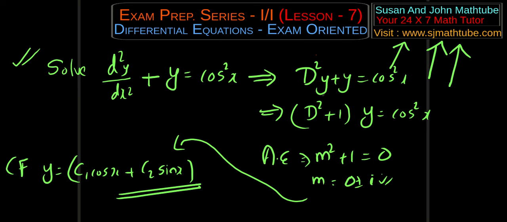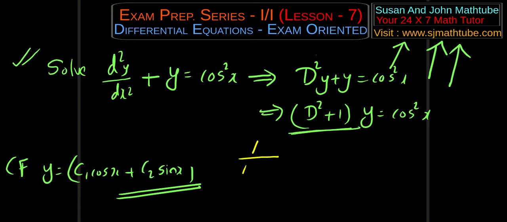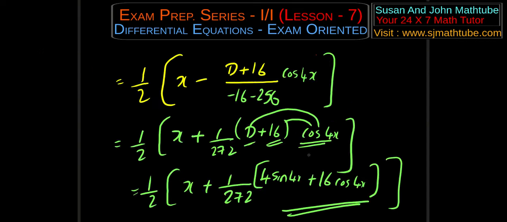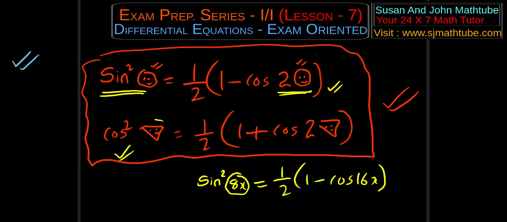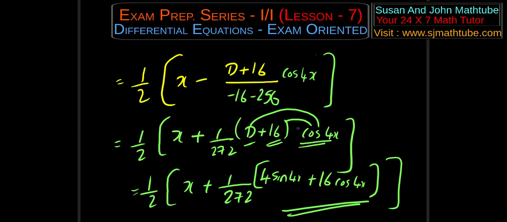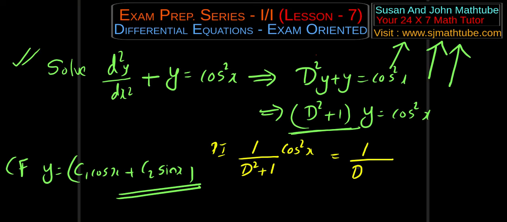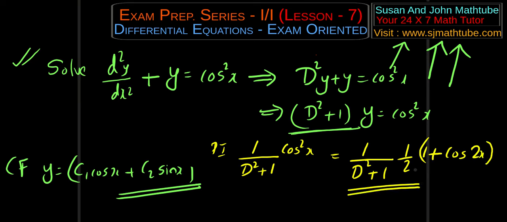Okay, now let's go for the second part, PI. The PI is 1 by D square plus 1 of cos square x. Before we started these two questions, I gave you the formula. Look at this: cos square something is 1 by 2 (1 plus cos of double the angle). So if it is 2x over here, it becomes 4x. If it is x by 2, it becomes x. And if it is x, it becomes 2x. So the PI becomes 1 by D square plus 1 into 1 by 2 (1 plus cos of double the angle). And you can do the rest.